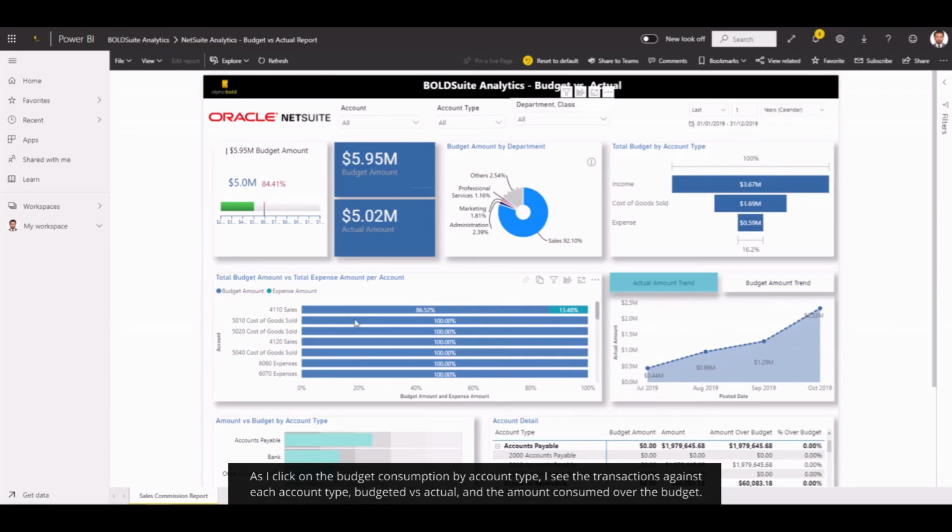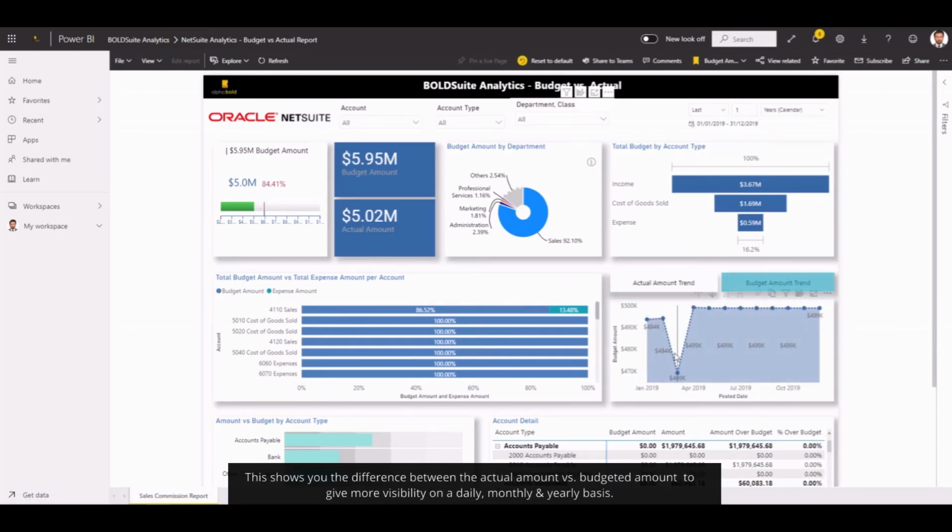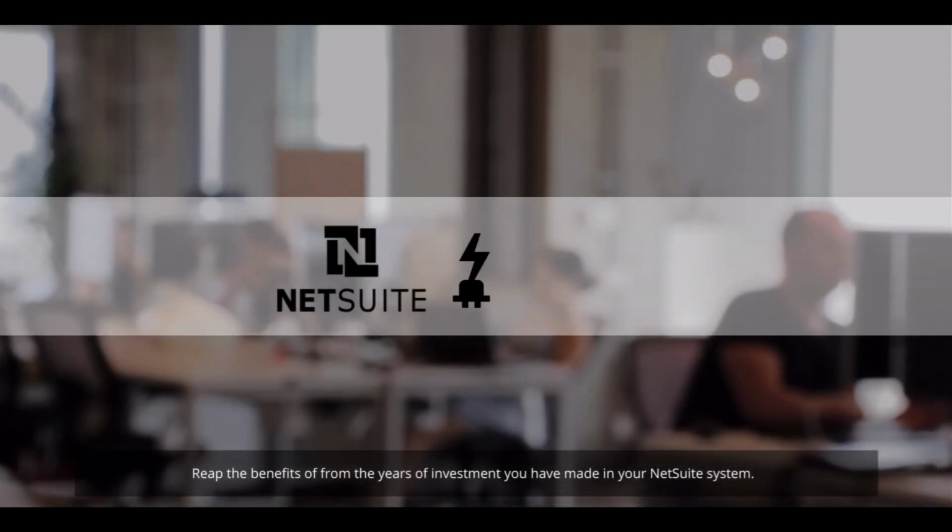This shows you the difference between the actual amount versus budgeted amount to get more visibility on a daily, monthly, and yearly basis. Reap the benefits from the years of investment you have made in your NetSuite system.